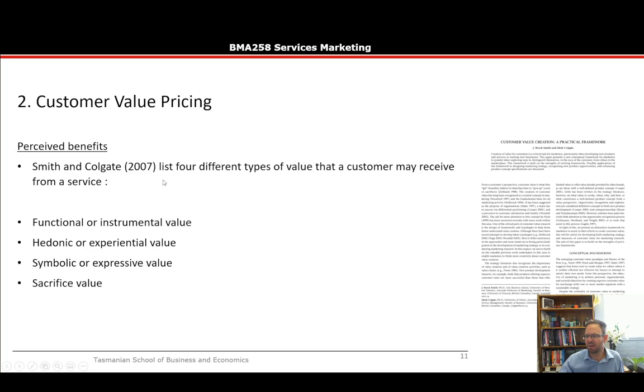So let's look at perceived benefits then. Smith and Colgate list 4 different types of value that a customer may receive from a service. We've got functional value. If I buy a nail gun, the functional value for me is every time I pull that trigger, it drives a 3-inch nail or 75mm galvanized nail into this pine, right? The more reliable it is, the more it does its job. That's functional value. That's what I buy it for. That's what it does.